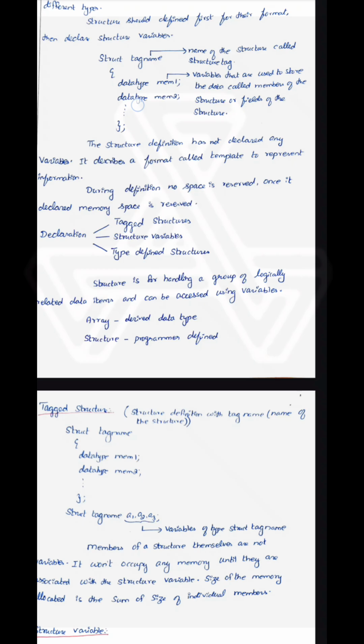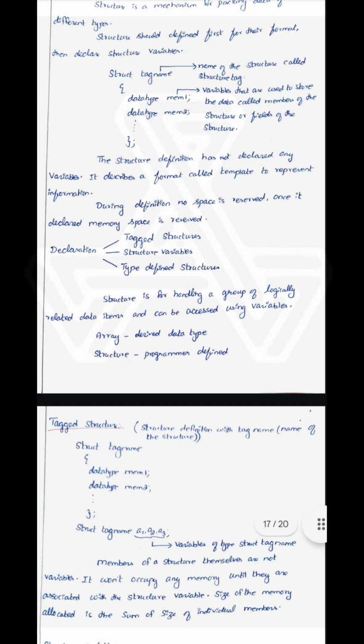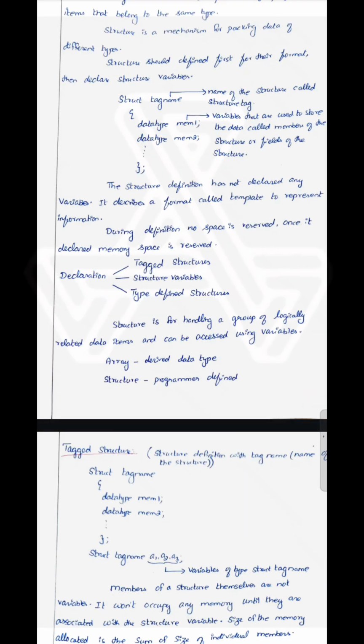The structure definition has not declared any variables. It describes a format called a template to represent information. During definition, no space is reserved; once declared, memory space is reserved. Declaration: tagged structure, structure variable, type defined structure.